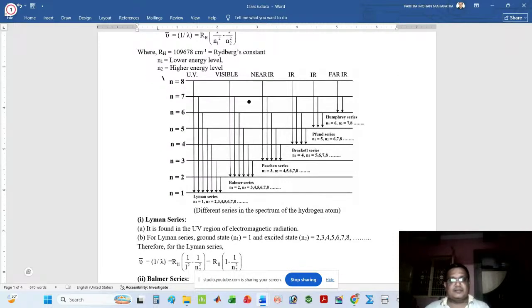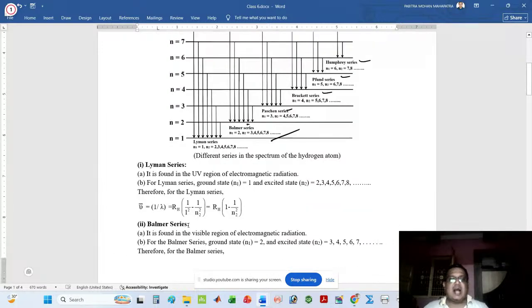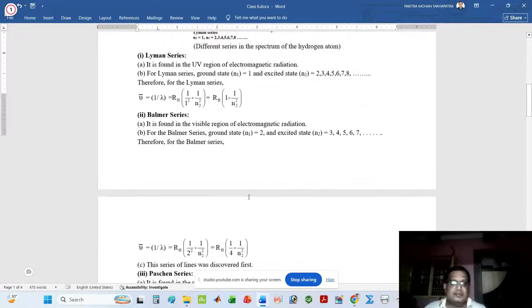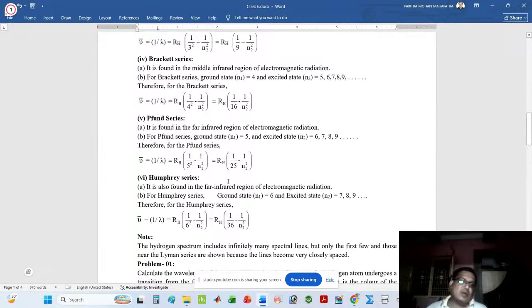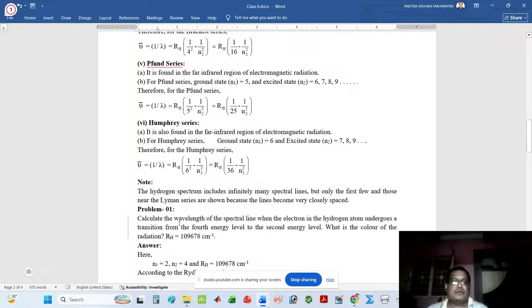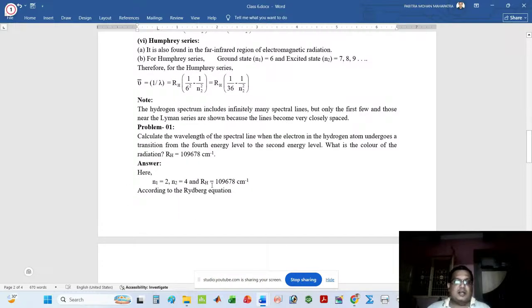I have already given in this diagram what is Lyman series, what is Balmer series, what is Paschen series, what is Brackett series, what is Pfund series, what is Humphreys series. For each series, I have calculated the wave number and wavelength. These are the equations. Based upon the wavelength and wave number, I have also completed some problems. These are the few problems.